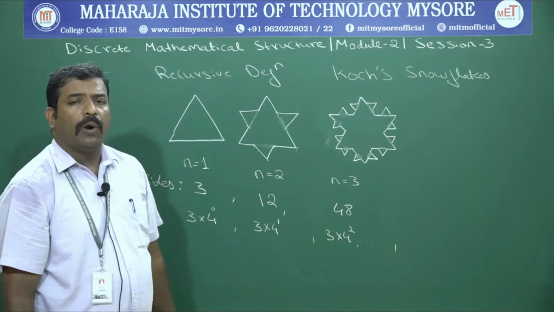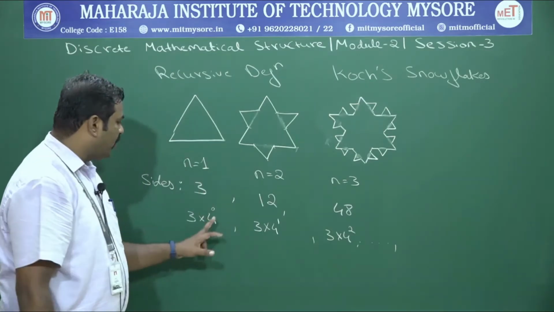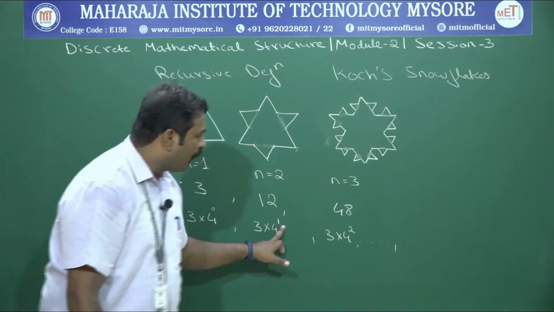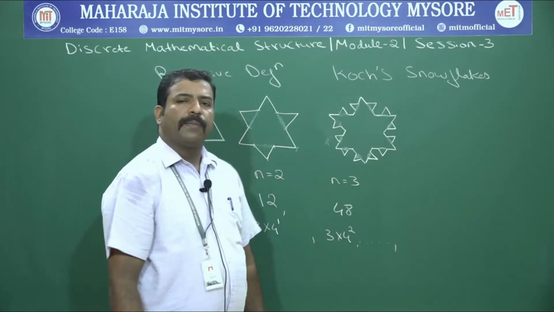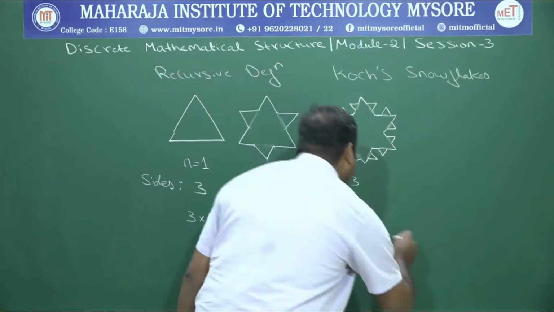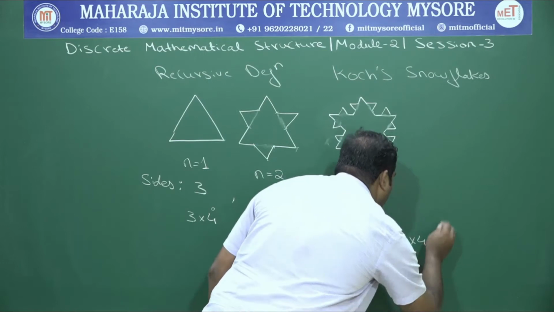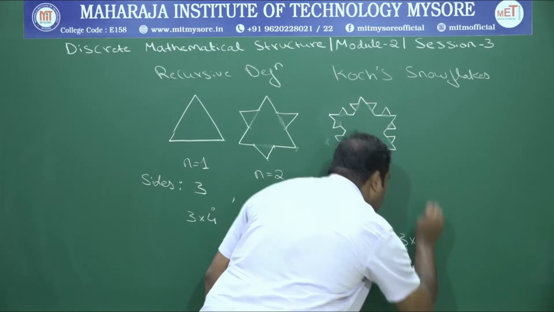I can just check out what the n is going to be. When n equals 1, this is going to be 4 to the power of 0. N equals 2, 4 to the power of 1. N is 3, 4 to the power of 2. And so now in general, this is going to be 3 into 4 to the power of n minus 1.